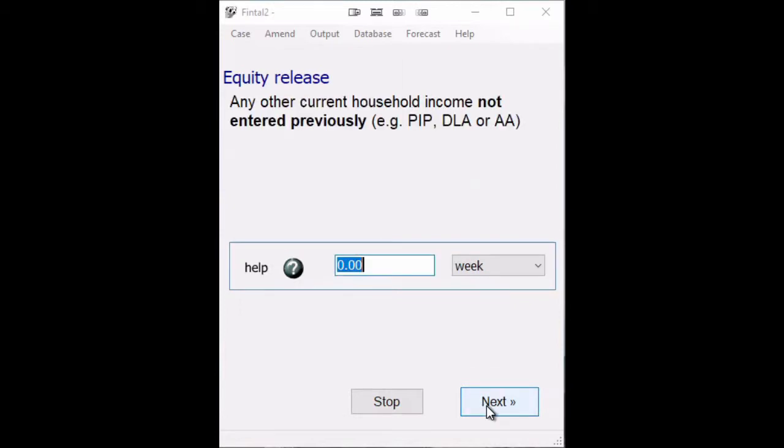Having chosen capital, we move on to the next area. Is there any other household income not being entered previously? Whatever we put in here won't have any effect on the calculation, but it will enable us to provide a figure of the total income from all sources for our client. The typical example here may be disability benefits such as PIP, disability living allowance or attendance allowance, where the amount of them has had no effect on the benefit calculation, so we haven't needed to ask about them, but of course they would affect the amount of total income within the household.